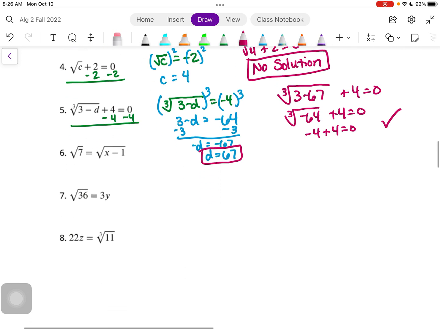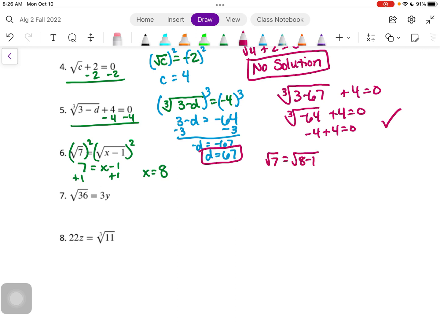All right, number 6, we're going to square both sides. So 7 equals x minus 1. Then we're going to add that 1 over. So x equals 8. And let's plug that back in and check it. So square root of 7 equals the square root of 8 minus 1. That looks good. So that works.